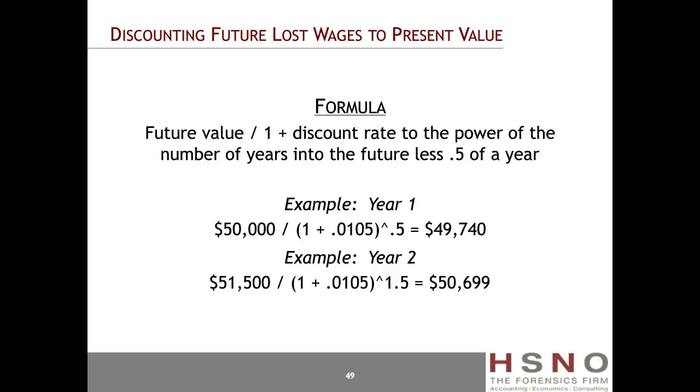Okay. So this is a mathematical formula. I'm not going to go through it in a great deal of detail, but usually what we will do is discount something over half a year, because somebody's salary is annual, but halfway through the year they're only going to be paid half of their salary. So if we discount $50,000 for 1 year at an interest rate of 1.05%, it's going to be worth $49,740.